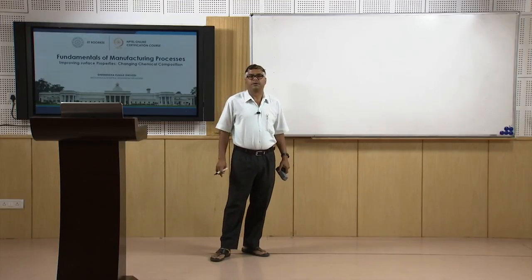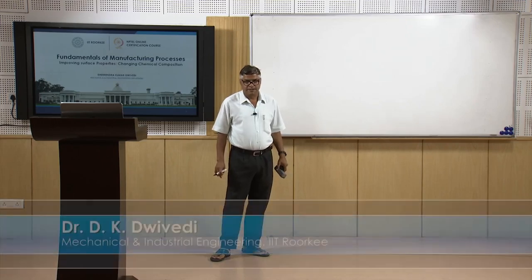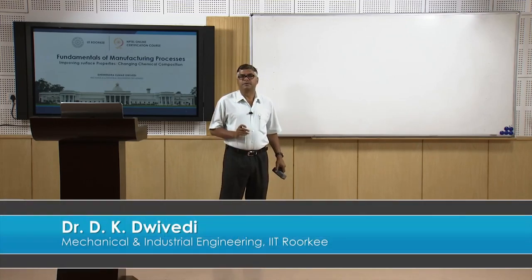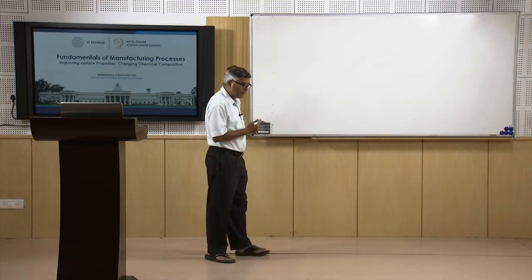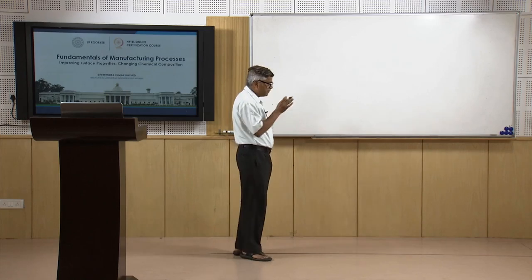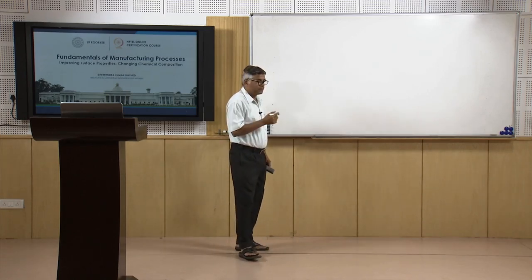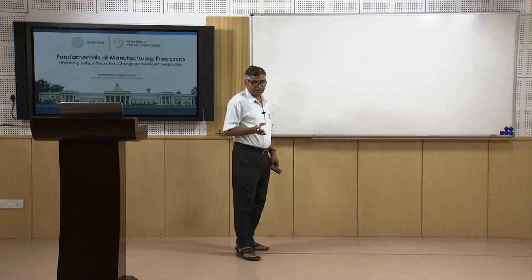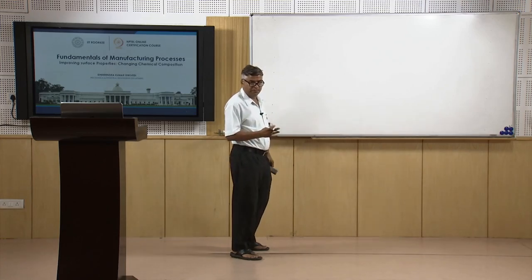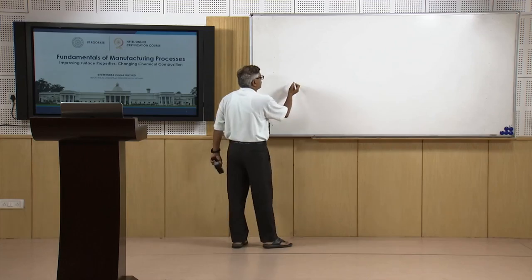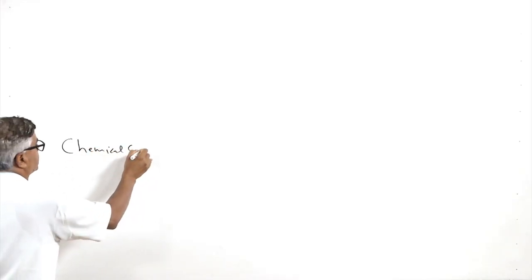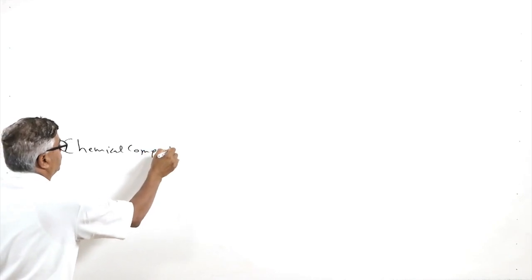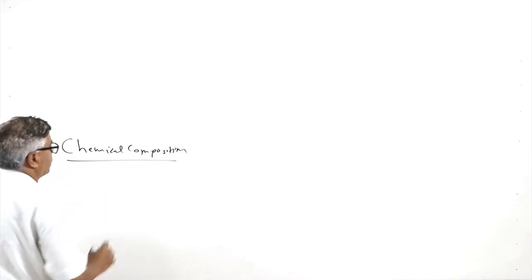Hello, I welcome you all to this presentation related to the subject Fundamentals of Manufacturing Processes, and we are talking about the methods used for improving the properties of bulk materials, mainly the surface properties. In the previous presentation I talked about the methods used for improving the surface properties without modifying the chemical composition, and in this presentation, the processes wherein the chemical composition of the surface is modified in order to improve the properties of the surfaces.